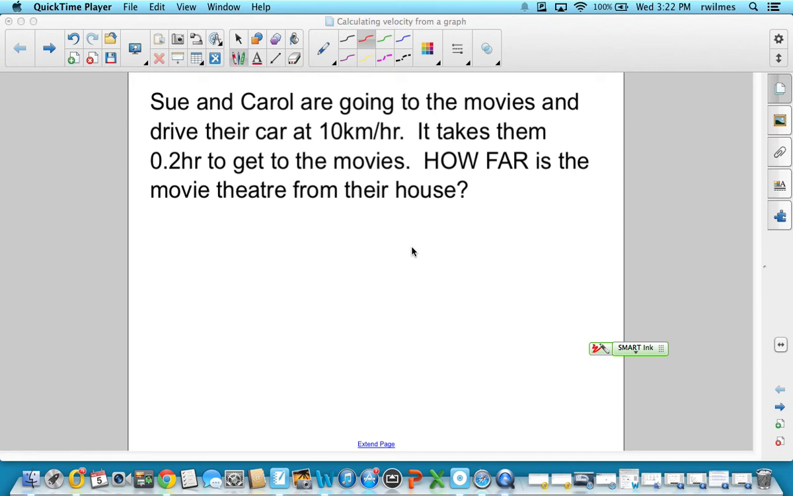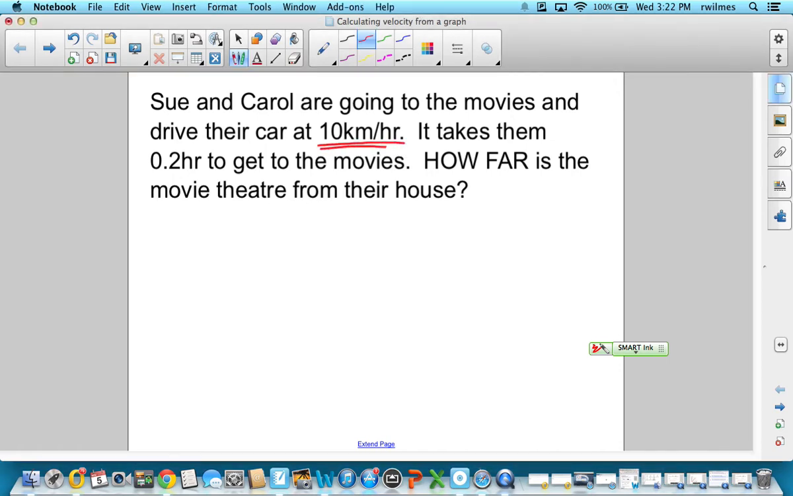One strategy that I'd like you to do is underline any numbers that you'll see in the problem. So this problem was taken straight from your quiz. Sue and Carol are going to the movies and drive their car at 10 kilometers per hour. So I'm going to underline that, 10 kilometers per hour. It takes them 0.2 hours to get to the movies. How far is the movie theater from their house?